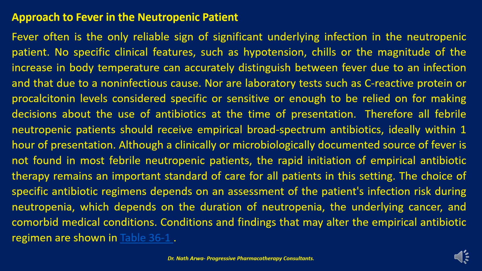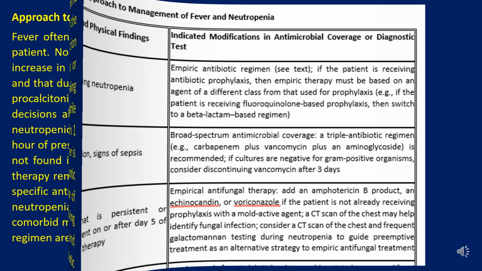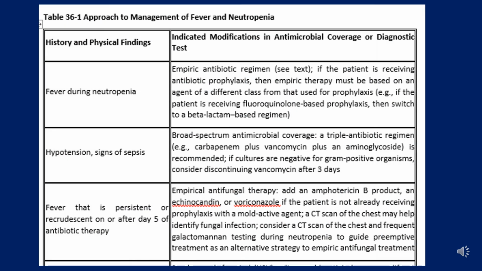The choice of specific antibiotic regimens depends on an assessment of the patient's infection risk during neutropenia, which depends on the duration of neutropenia, the underlying cancer, and comorbid medical conditions. Conditions and findings that may alter the empirical antibiotic regimen are shown in Table 36.1. Pause the video and carefully scrutinize Table 36.1 summarizing an approach to management of fever and neutropenia before advancing to the next slide.